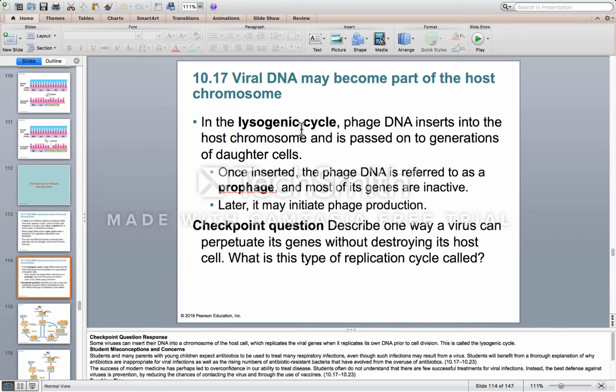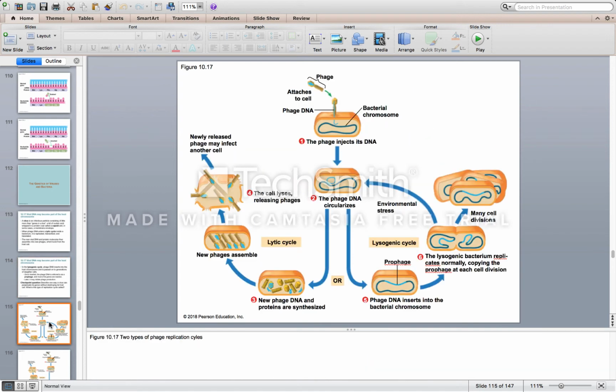The lysogenic cycle is when the DNA inserts into the host and it's passed on from generation to daughter cells. So once it's inserted, the DNA is referred to as a prophage and most of its genes are inactive. Later, it may initiate phage production. Describe one way a virus can perpetuate its genes without destroying its host. Well, what type of replication is that called? Well, some viruses can insert their DNA into chromosomes, which replicate the viral gene, and this is called the lysogenic cycle.